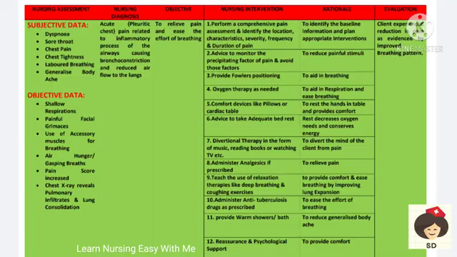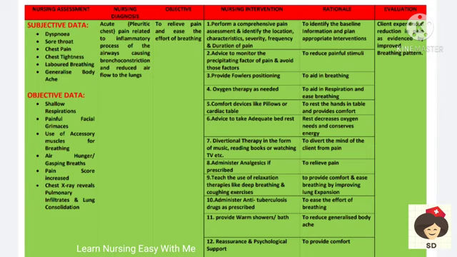Next diagnosis is acute pleuritic chest pain related to inflammatory process of the airways causing bronchoconstriction and reduced airflow to the lungs. So a patient will have dyspnea, sore throat, chest pain, chest tightness, labored breathing, and some patients also have generalized body ache due to increased effort of breathing. So you have to do a comprehensive pain assessment so that we can identify the location, characteristics, severity, frequency and duration of pain, and monitor for the precipitating factors, like whether the activity is causing pain or whether there is pain during rest.